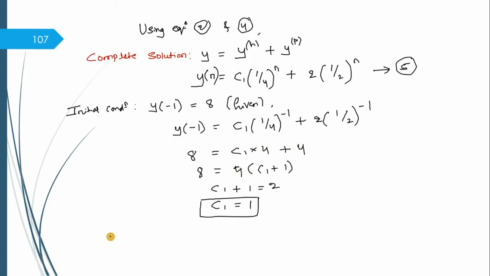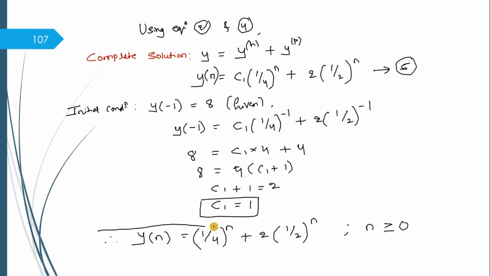So the final complete solution is given by y of n is equal to 1 by 4 raised to n, because c1 is 1, so I need not write it, plus 2 into 1 by 2 raised to n. So write this condition, n greater than or equal to 0, because u of n was given for the input. So this is the solution for problem 1. Very simple. I hope there are no doubts up till now.